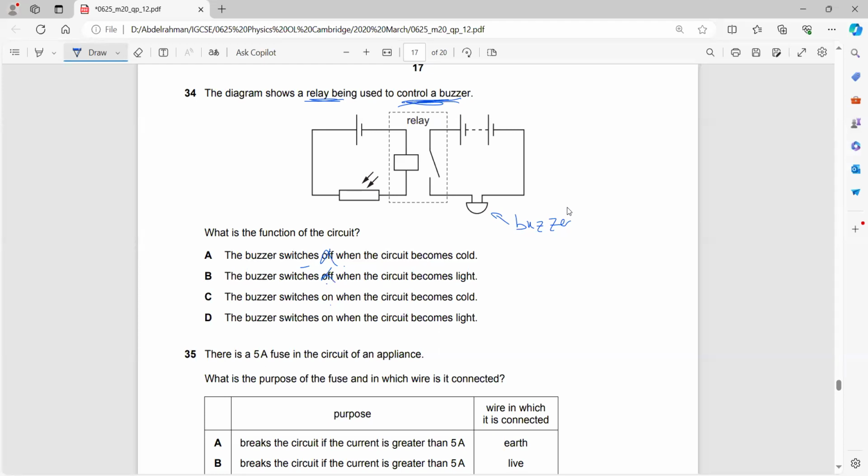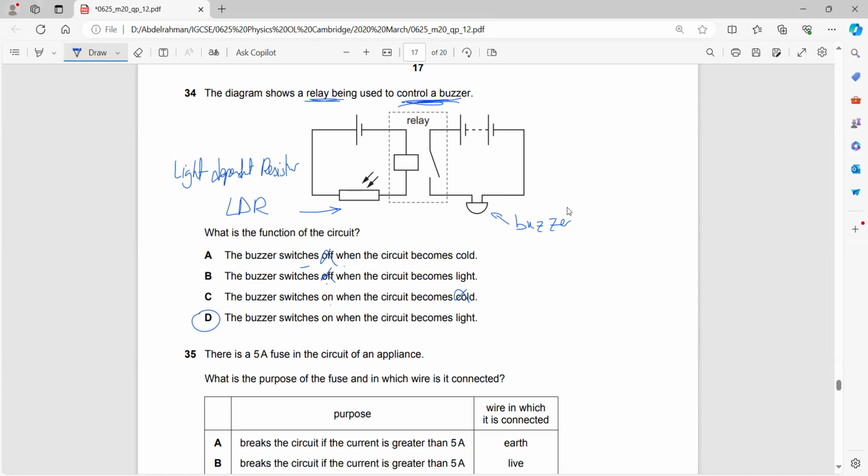What is this component? We know that this component is an LDR, a light dependent resistor. It depends on the light, inversely proportional. What does that mean? As you increase the brightness, the resistance decreases. So it doesn't depend on whether it's hot or cold. It depends on whether it is bright or dim.